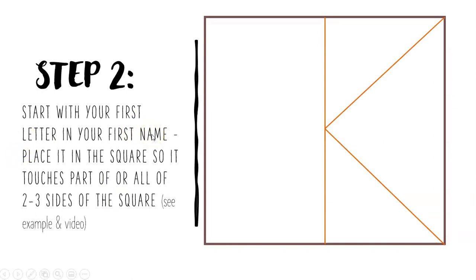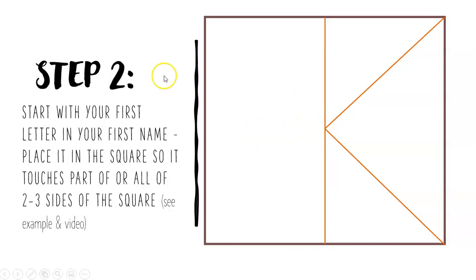Start with your first letter in your first name. Again, it should be your name. If it's a nickname of your name, that's fine, but it should be your name, not your friend's name or your mom's name or your sister's name. Okay, so start with the first letter in your name and place it in the square so it touches part of or all of 2 to 3 sides of the square.